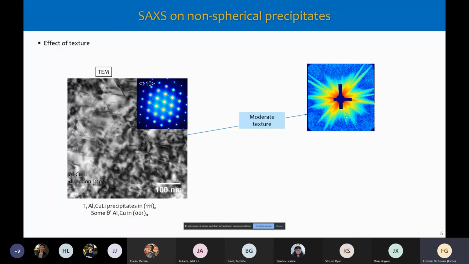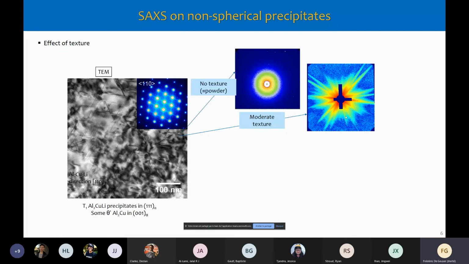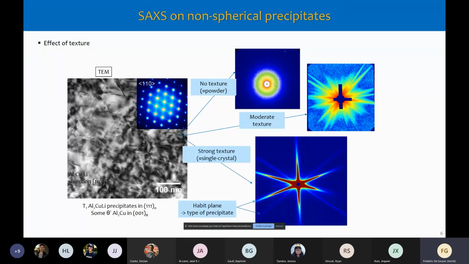If you have no texture, what crystallographers call a powder, so very small grains in all orientations, then all these streaks will average out, and you'll get something that is isotropic, not because of the objects, but because of a distribution of orientation of the objects. And if you have a strong texture, then you will have something that looks like this, which looks much more like the diffraction pattern of the TEM. And here it's very interesting, because now we have a way to actually separate the contribution of different precipitates.